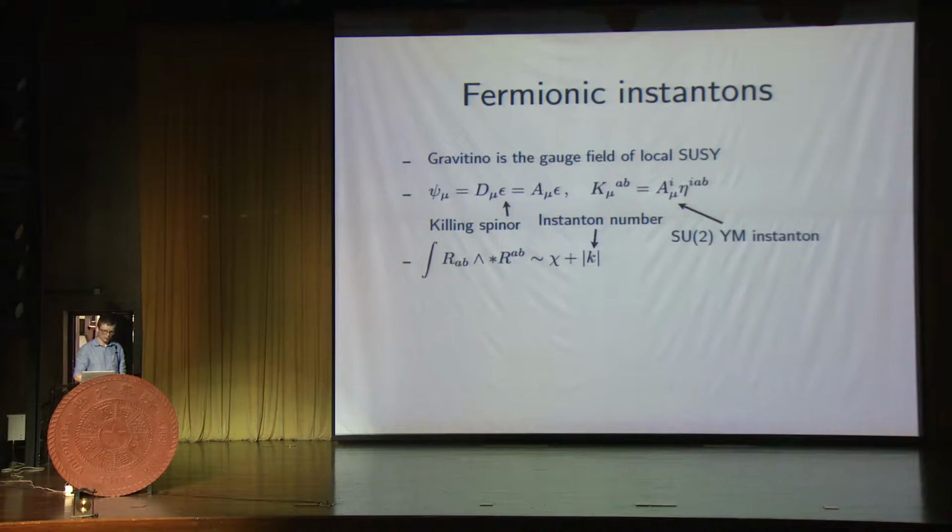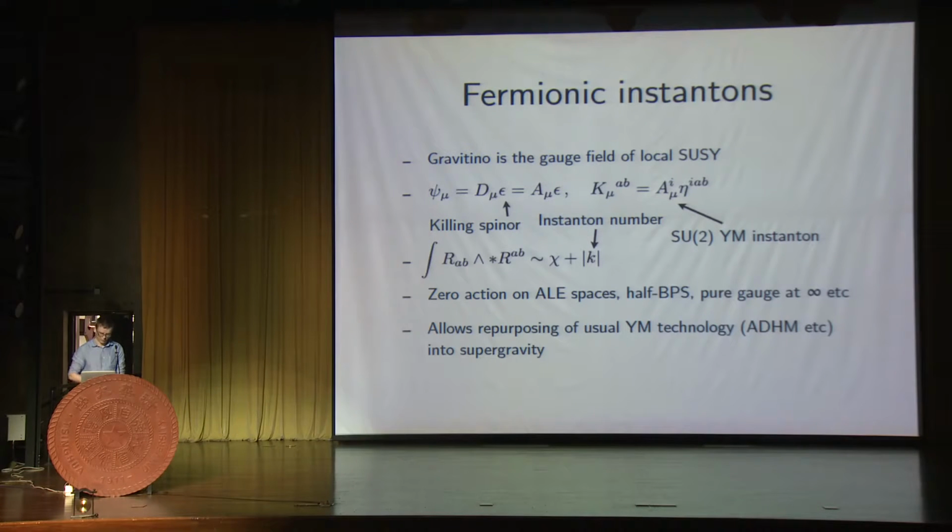usual topological invariant, you find you get chi for the background, which is the Euler number of the background manifold, plus mod k. K is the instanton number for the instanton you chose, plus all the other usual properties you would expect: zero action, half BPS, pure gauge at infinity, and so on. And by doing things in this way, you can repurpose the usual Yang-Mills technology into supergravity. So you can use the ADHM method and the various generalizations thereof to find all possible solutions.